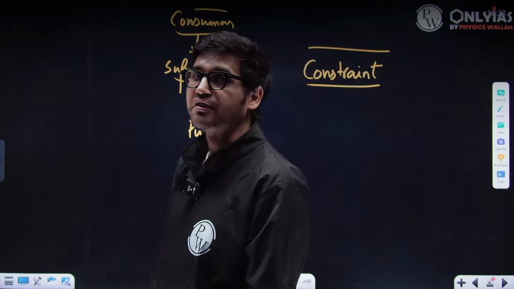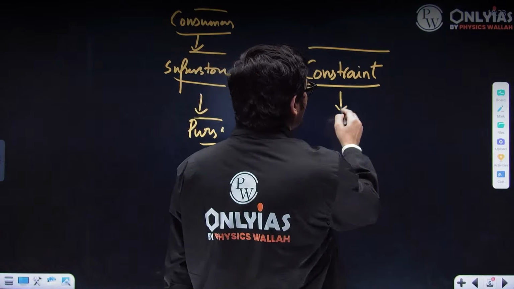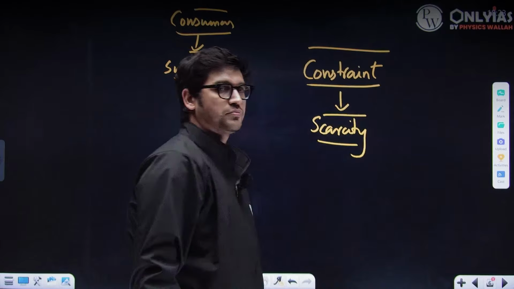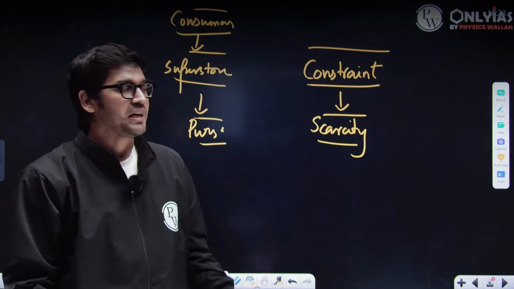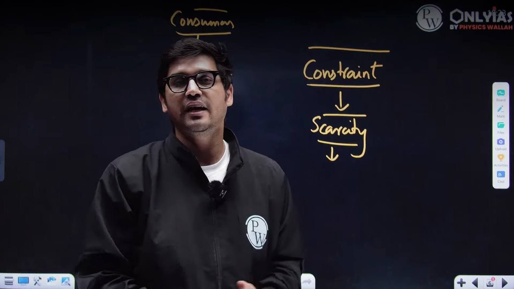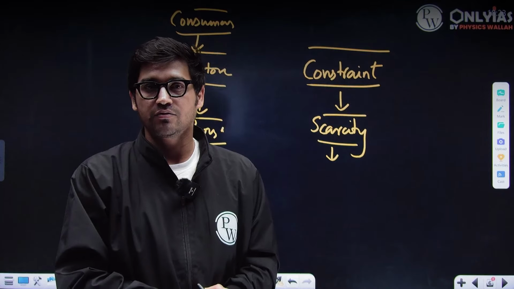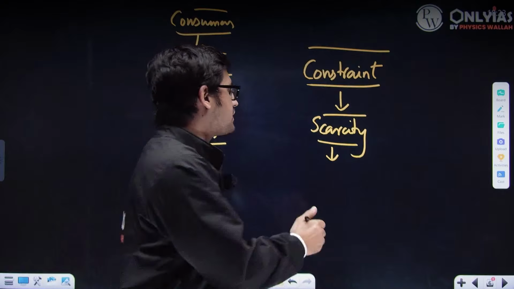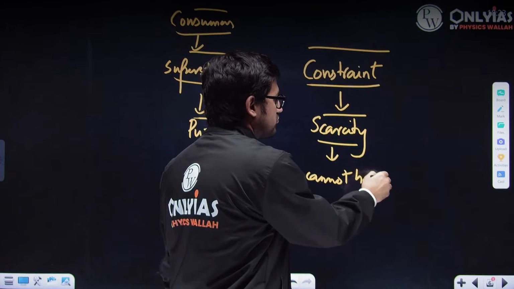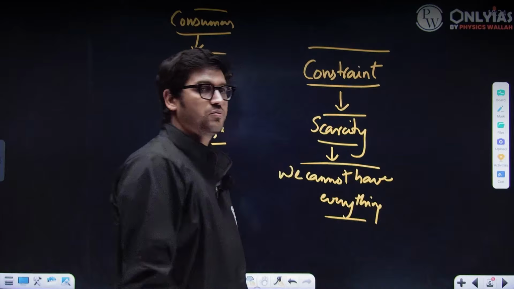Everyone faces a constraint. And what is this constraint? The constraint is what is called scarcity. Scarcity means that all of us, even though we may want to have everything that is there in the universe, just can't have everything that there is. Scarcity simply means that we cannot have everything.